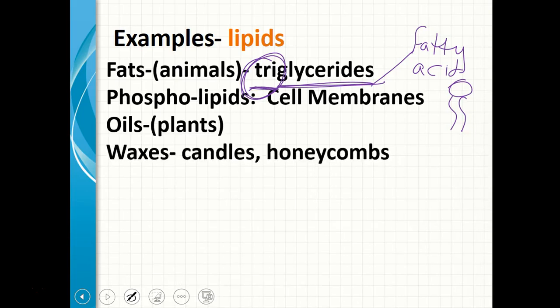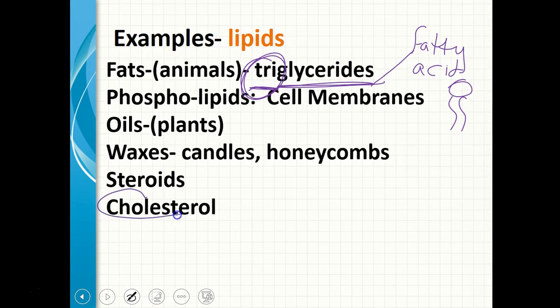Waxes, that's going to include your candles or honeycombs. Think about how they feel. They have that waxy or glossy feel to it. You have steroids and cholesterol. We know that cholesterol can be bad for you. If you get too much cholesterol in your arteries, it clogs and it leads to heart disease and heart attack.